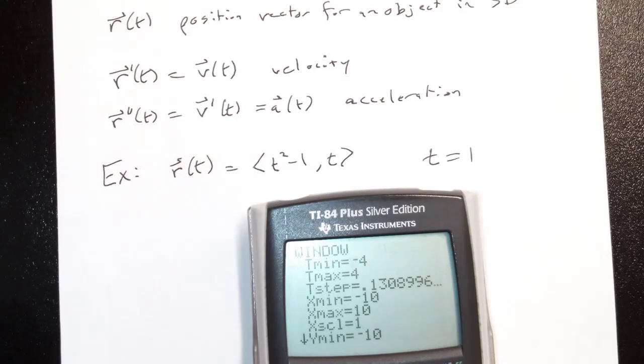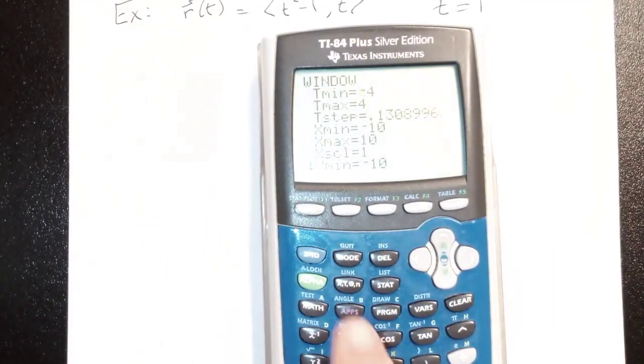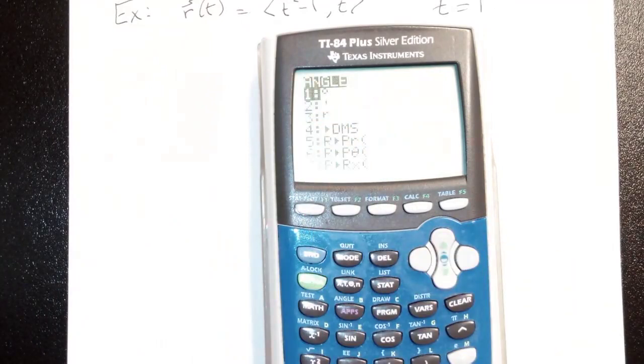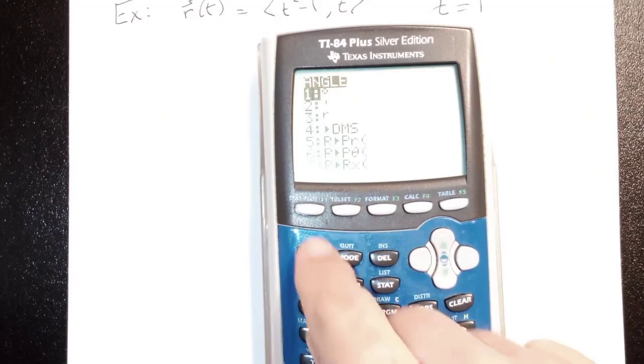See? Okay, my sneaky moment of anti-physics bias. If you stay in radians, then anytime you want to do something in degrees, you hit second angle, and degrees are right there. Don't ever take your calculator out of radians.